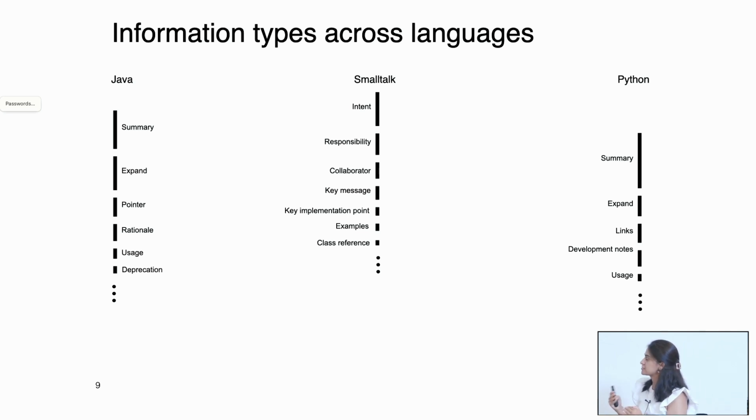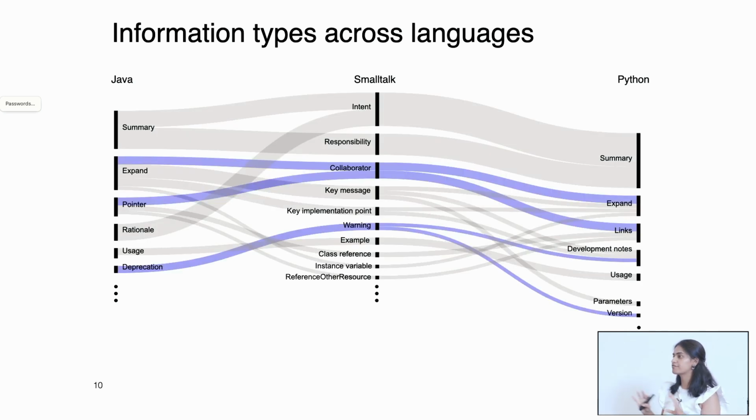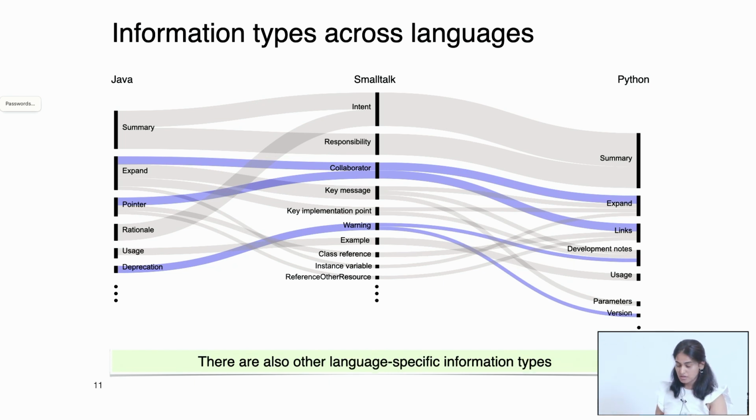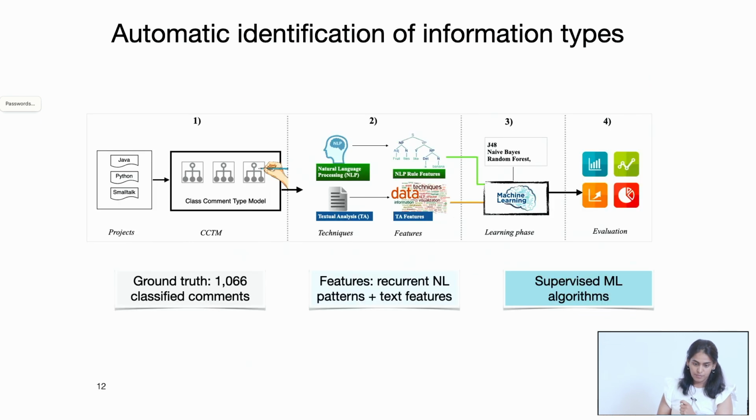Now, when we mapped these information types, we saw that there are frequent information types which are always written in comments. So we wanted to see, can we identify these information types automatically from comments? If somebody is interested only in collaborator information, we can give them collaborator and not any other information type. That's the whole idea behind the project. And again, can we tune these classifiers or machine learning algorithms to a specific language also? I will show you first what it looks like.